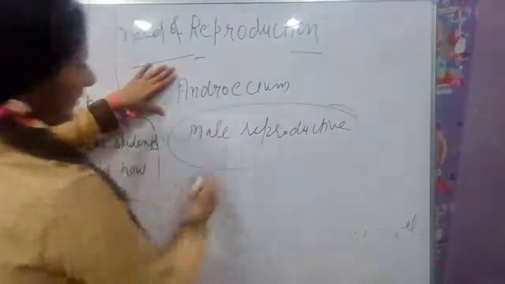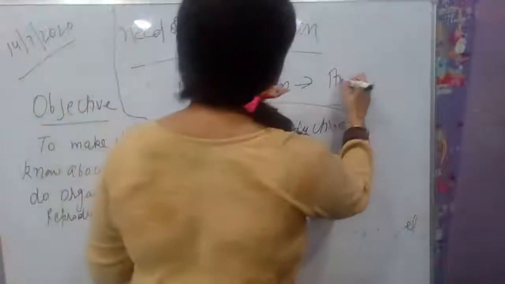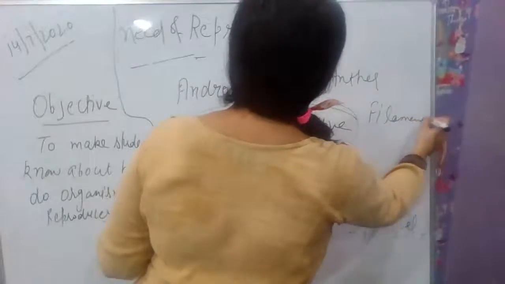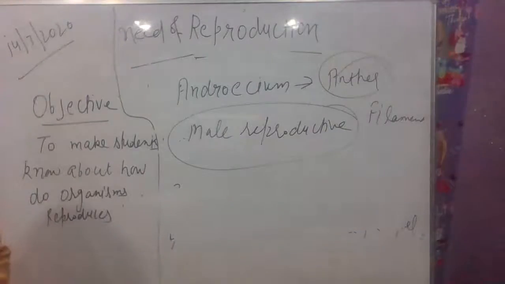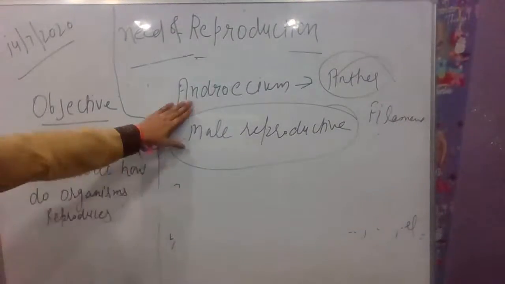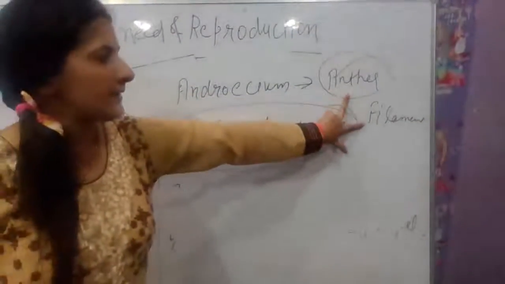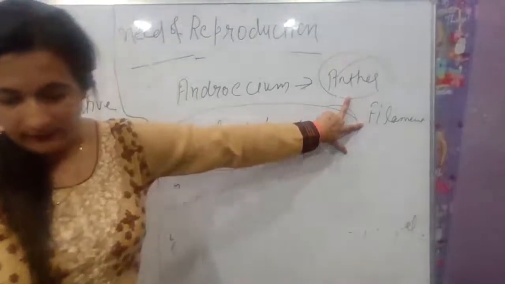Male reproductive organ, which consists of anther and filament. Anther consists of pollen grains. It is a male reproductive part of the flower. It is formed of stamen. Collectively, it is called stamen.